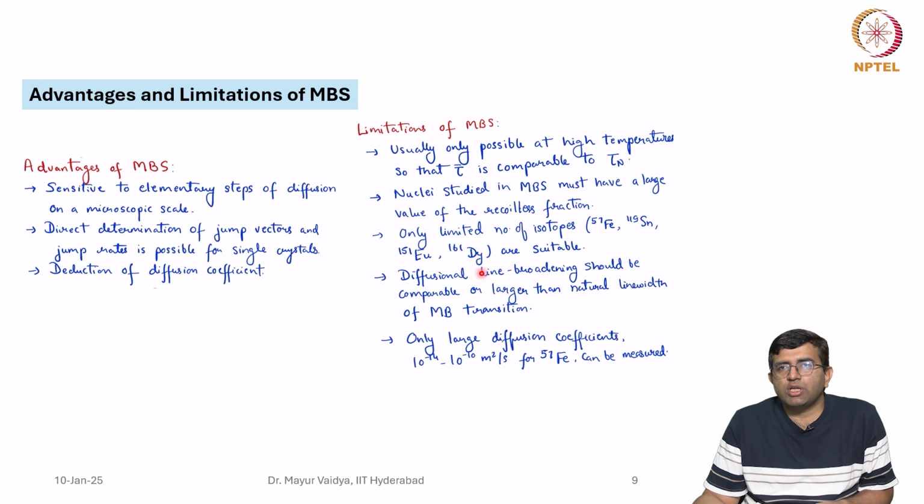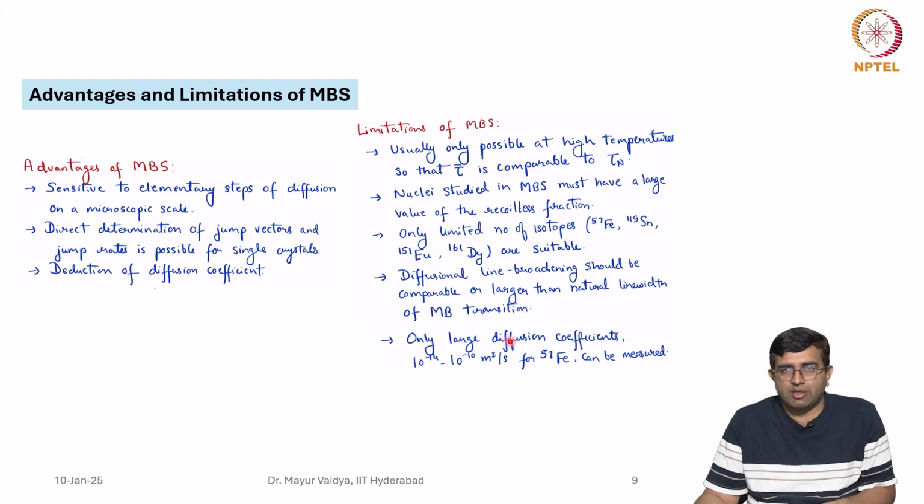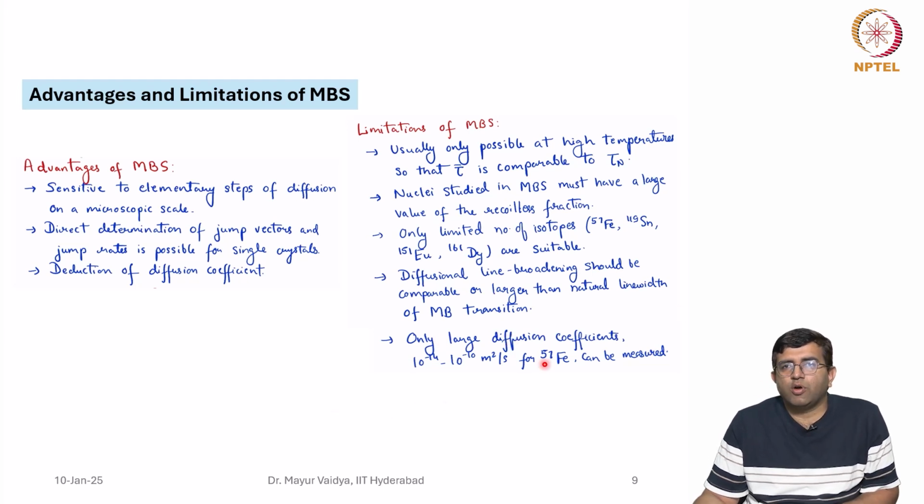Then the diffusional line broadening should be comparable to or larger than the natural line width of the Mössbauer transition. So that means whatever the natural line width is, if your broadening due to diffusion is not sufficiently large, then you cannot detect it. And therefore, only large diffusion coefficients in the range of 10 power minus 14 to 10 power minus 10 meter square per second, for example, for iron-57, can be measured. So, this was about Mössbauer spectroscopy.